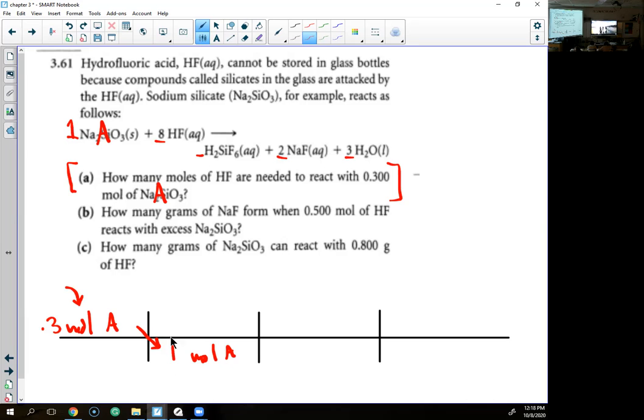Okay, now, what is it asking me to solve for? All right, mole of HF. That is all that I have left to do. I have 8 mole HF per every 1 mole of sodium silicate right here. So mole of A disappears, and what am I left with? Mole of HF, and that's all I need.